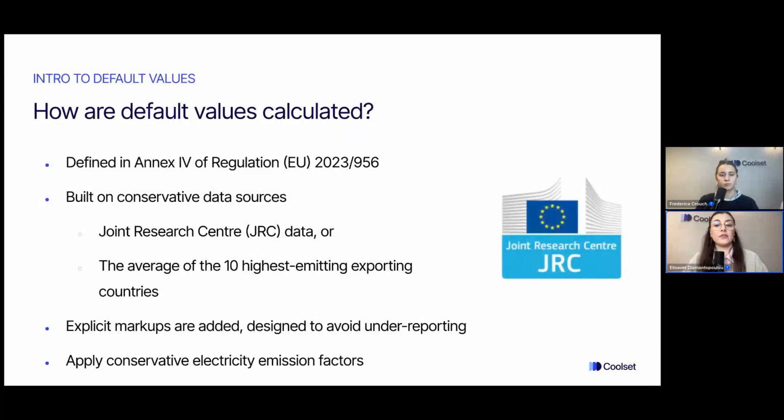So now let's see how these default values came to be. First of all, they are legally defined in Annex 4 of the regulation if you want to see them. And you can also find the latest updated annex in the guidance documents of the CBAM page. Just to mention that these are publicly available but not finalized, but the EU has already published them so that people can take a look at them and start using them. In any case, the EU has used specific data sets, which are either coming from the Joint Research Centre of the Commission, or, in case there were no country-specific data available, then they have used average emissions of the 10 highest emitting exporting countries.